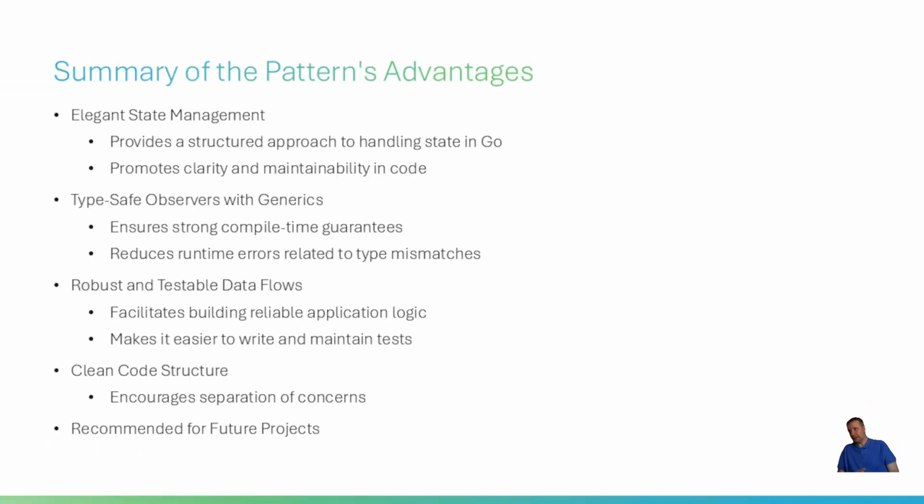Again, a summary. It's elegant state management, that's a big advantage. Because of the type safe observers, which we do with generics, it ensures strong compile time guarantees and reduces runtime errors. It also enables robust and testable data flows, and it keeps the code clean. Very, very important. So all in all, you can see that this pattern has many advantages.